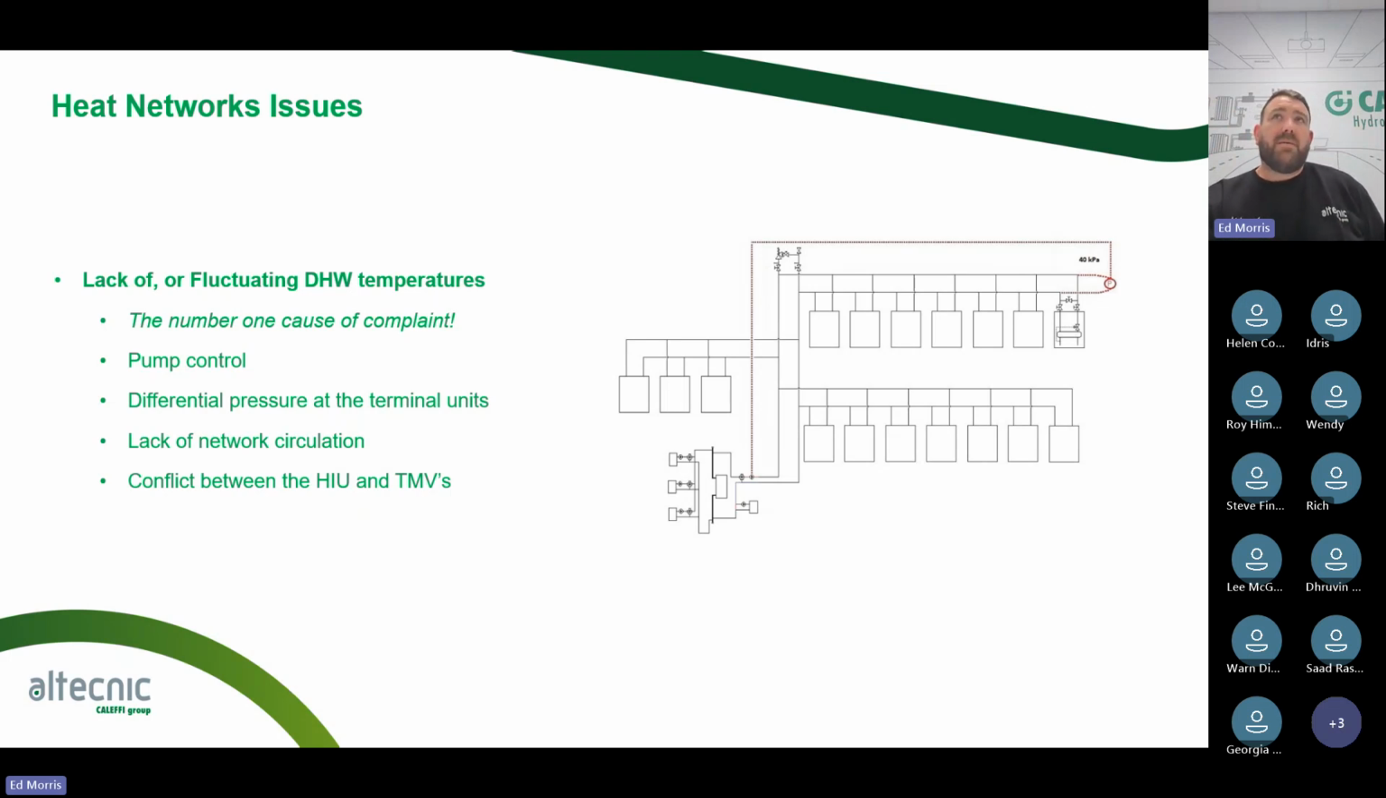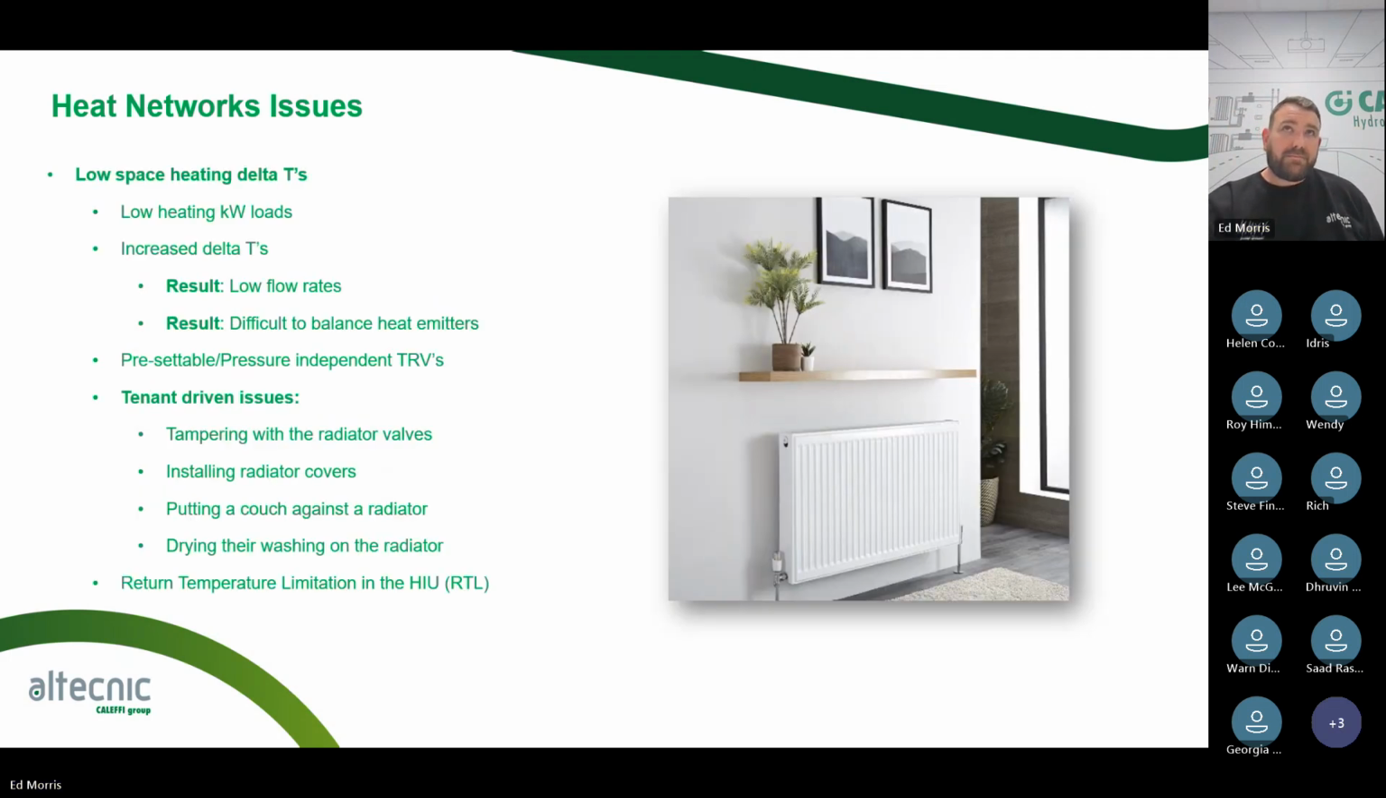So always remember, index your pumps, make sure you've got your index sensor at the right point, and you're delivering the correct kPa to where you need it to be. It's always key to remember that.